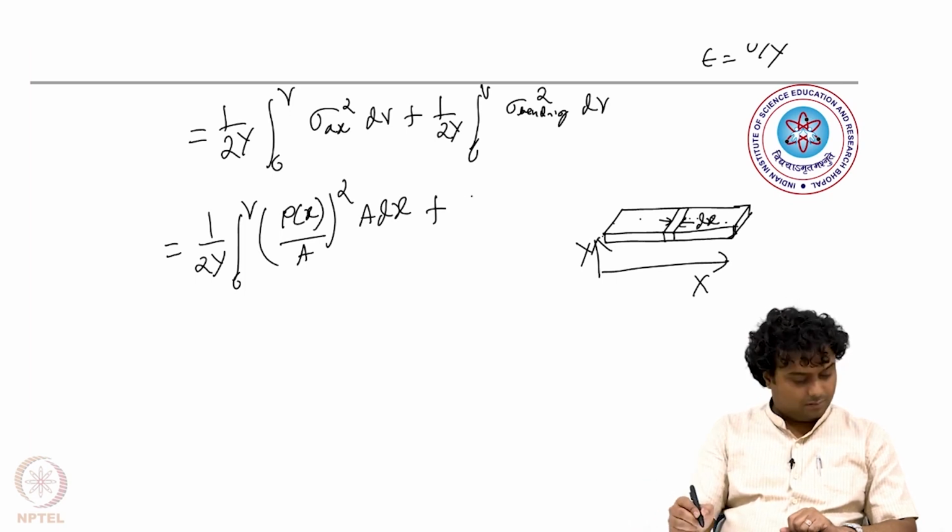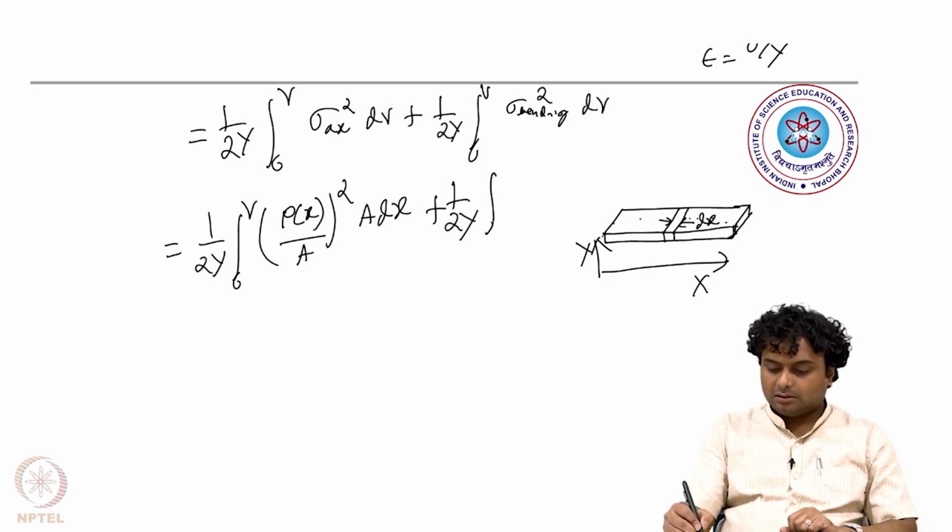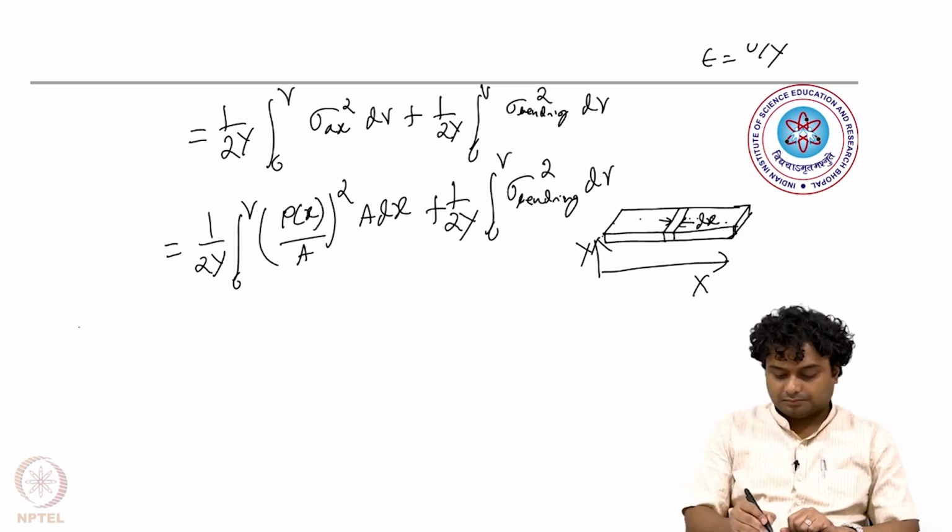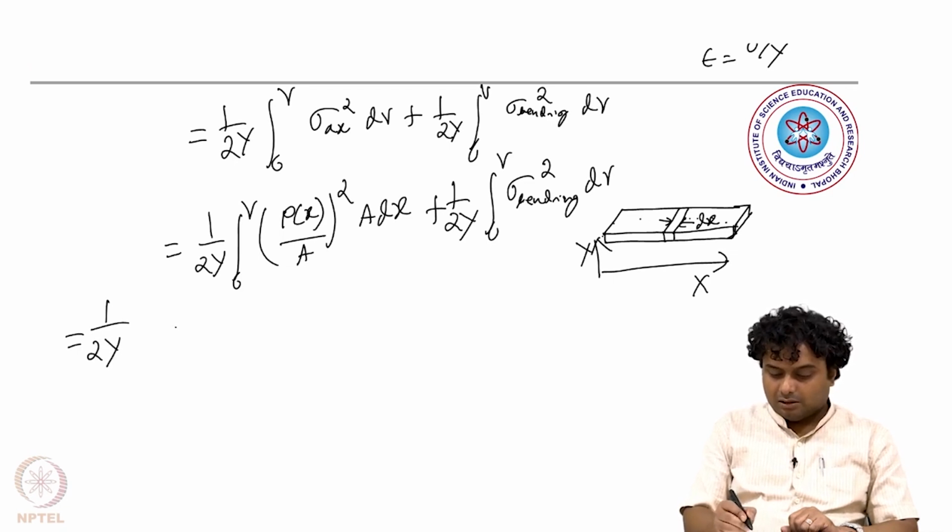And then we have 1 by 2Y, 0 to V, sigma bending square. Okay, fine. It is again 1 by 2Y and one of the A's goes off, so it is 1 by 2YA. As it is constant, I take it out. Now this volume integral becomes a line integral, and its limit will be 0 to L, because L is the length of the beam.